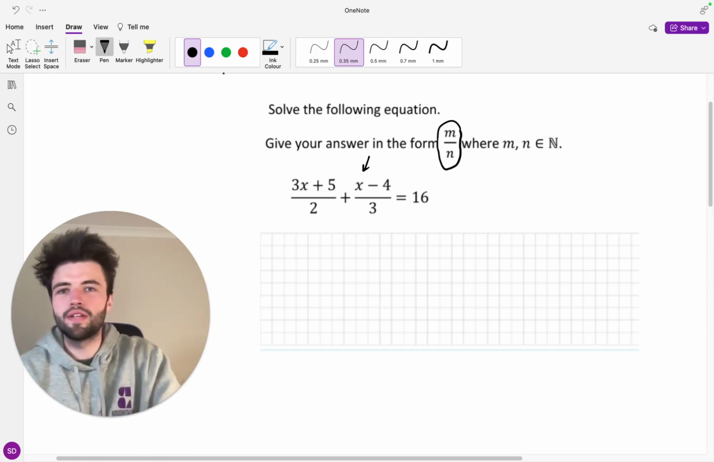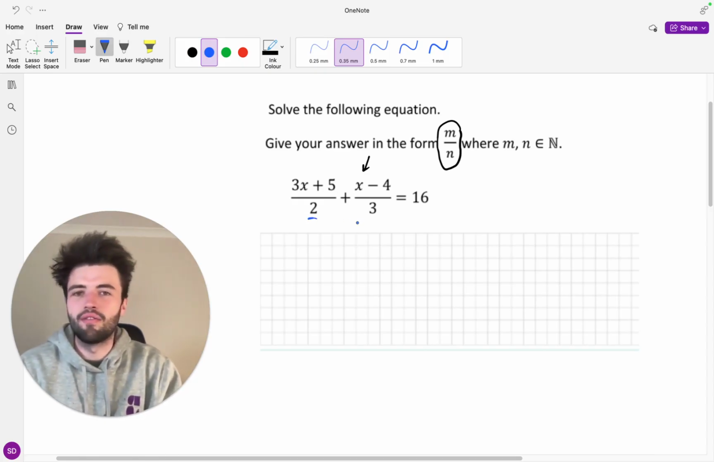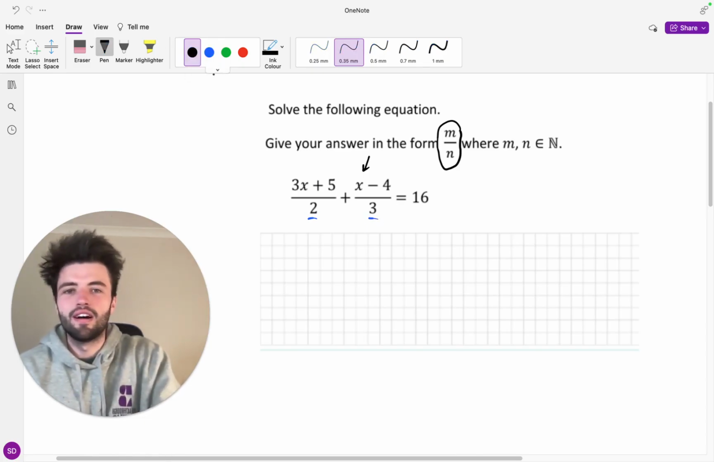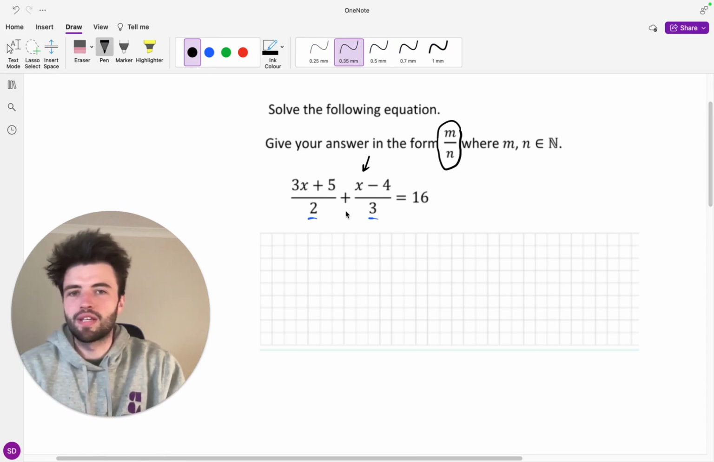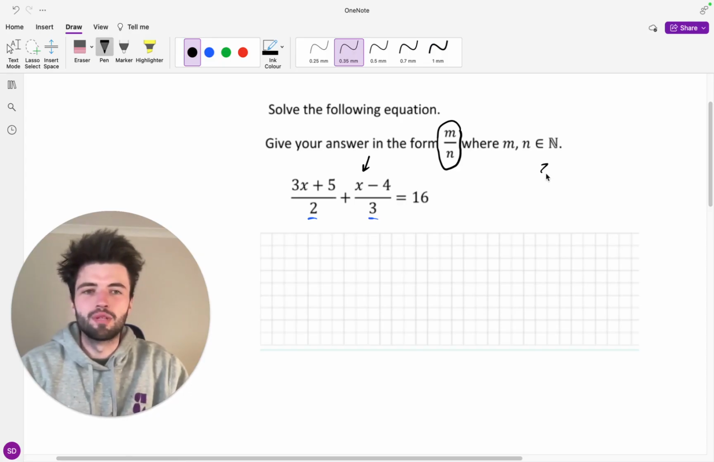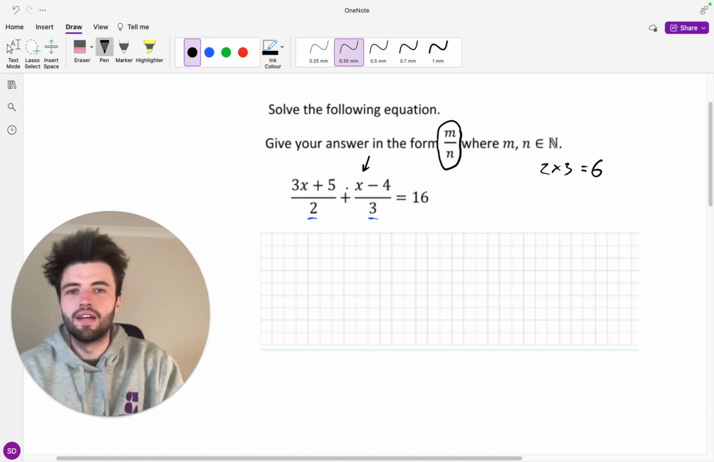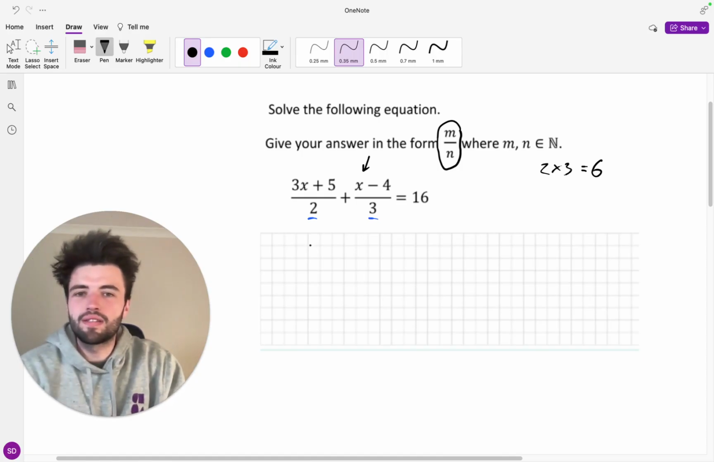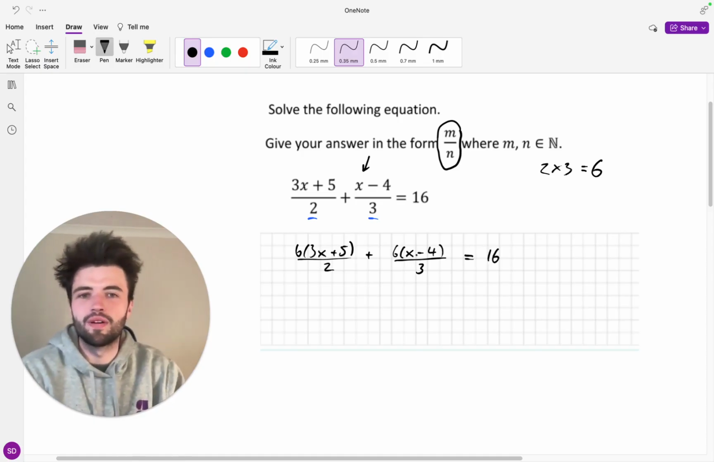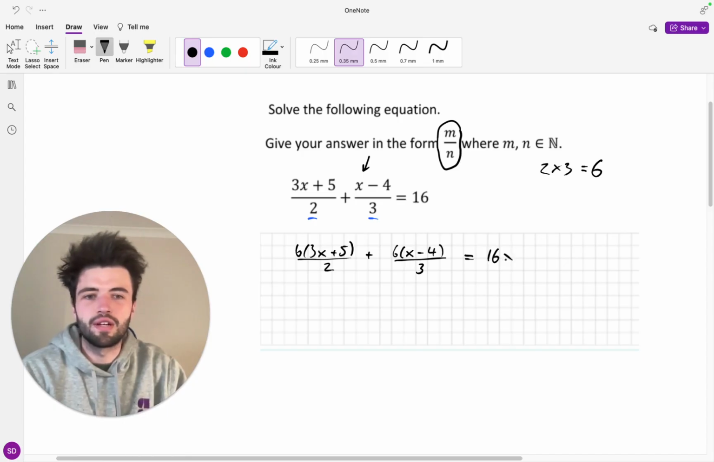To begin doing this, what I always do first is identify the numbers on the bottom and then figure out what we've got to multiply across by. Because we've got 2 and 3 in the bottom here, the best idea is to multiply across by 6, because that's going to get rid of both of them. In general, just multiply by both the numbers in the bottom regardless of what they are. So 2 times 3 is equal to 6. If we multiply across by 6, we're going to have both terms on the left hand side multiplied by 6, and on the right hand side we're going to have 16 times 6 as well.